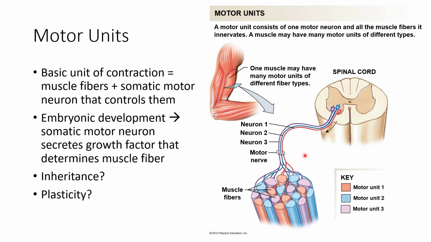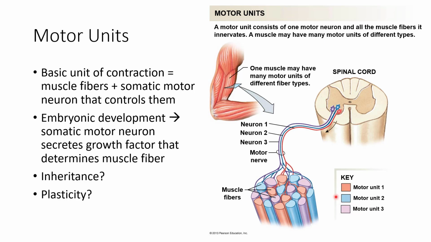So here in this picture from your book, we have 3 motor units. They color-coded this: red, blue, and purple. We could also think about this as these could be different muscle types, fiber types. So this could be our slow twitch, fast twitch glycolytic oxidative, and then fast twitch glycolytic.